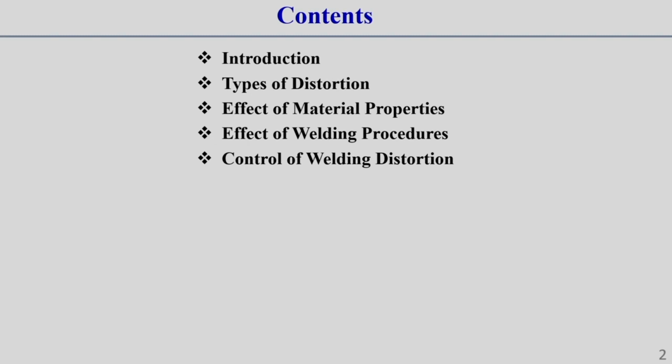Hello everyone, today I am going to deliver a lecture on welding induced distortion. So, this is the content of today's lecture. First I will discuss the introduction of welding induced distortion, then types of distortion, then the effect of material properties on distortion, then the effect of welding procedure on distortion, and at the end of this lecture I will discuss control of welding distortion. That means I will discuss different methodologies by which we can control the residual deformation, or you can say welding induced distortion.